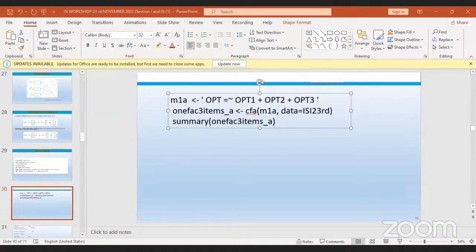These are the scripts to perform the one factor CFA in R. Now I will show you the R Studio now. And after giving these commands, the results.